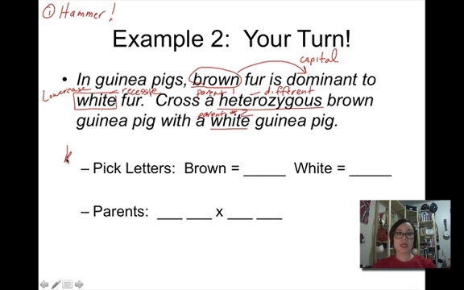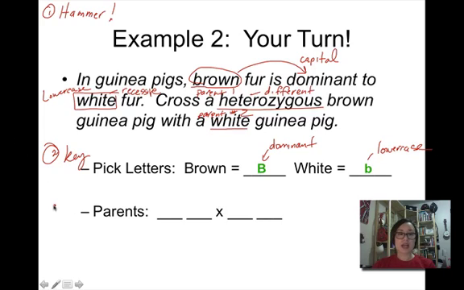The next thing that we need to do is figure out our key. And so here we go. We have to pick some letters. I'm going to go ahead for brown because it's our dominant color. I'm going to say we're going to use B. And for white, instead of our capital B, we're going to use a lowercase. So again, this is dominant because it's capital, and this is lowercase because it's recessive.